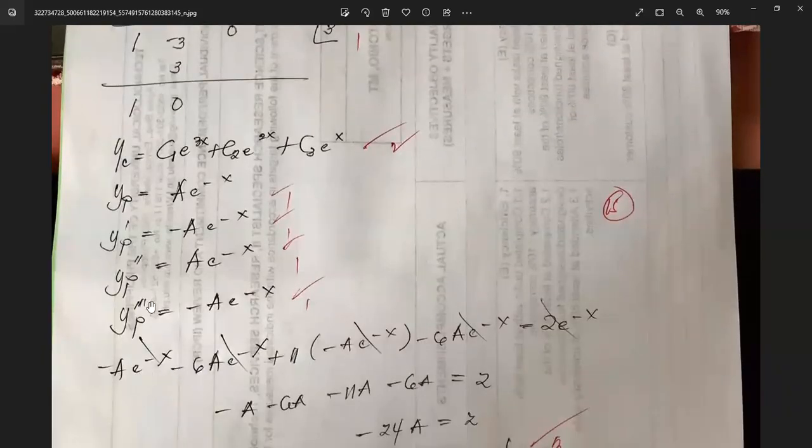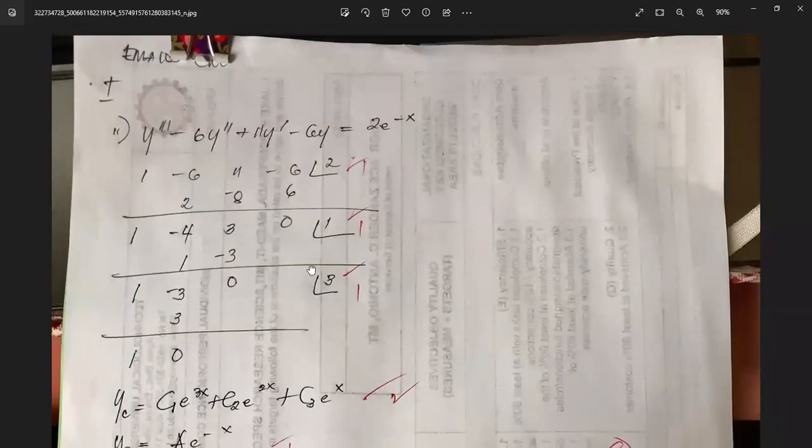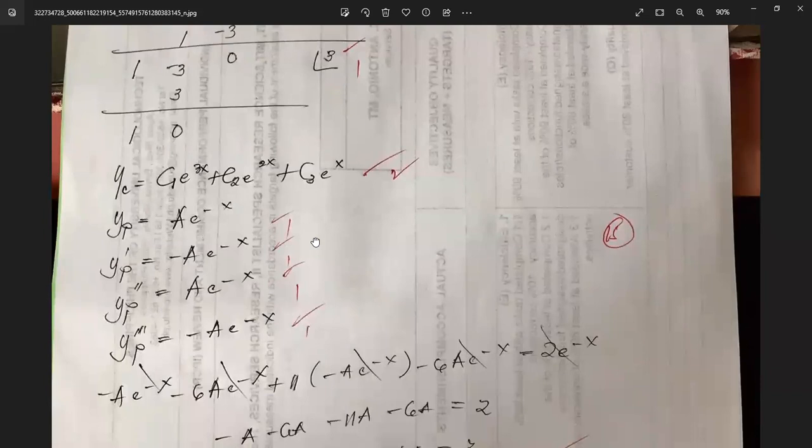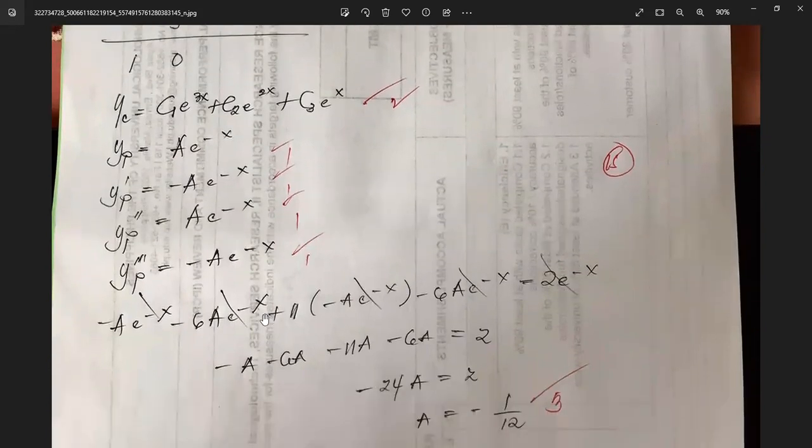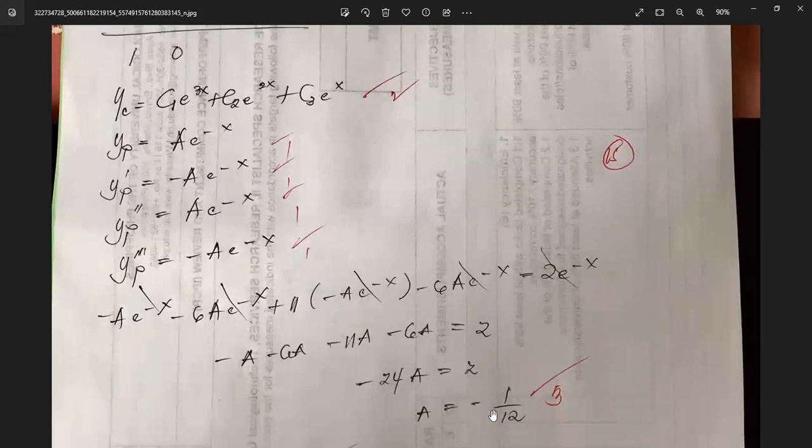We substituted the derivatives to the left side of this DE. You copy the coefficients and you multiply them with the derivative. So this is what you'll have. And since all your terms have e raised to minus x, you can cancel those functions, leaving you with terms that have the a and the constant 2 at the right side. So your a here is negative 1 over 12.